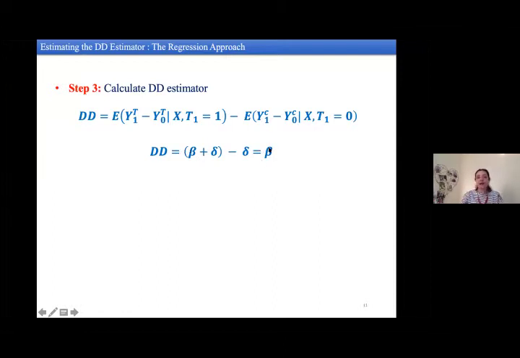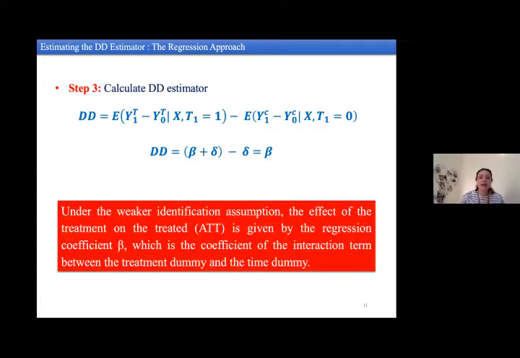So if I have this regression, where I regress the outcome of interest on the treatment effect, the time dummy and the interaction between both, my coefficient of interest, the coefficient that will show me if there is a significant positive or negative impact of the treatment on my outcome variable, is beta. And this gives me, as I said, the average treatment effect on the treated.